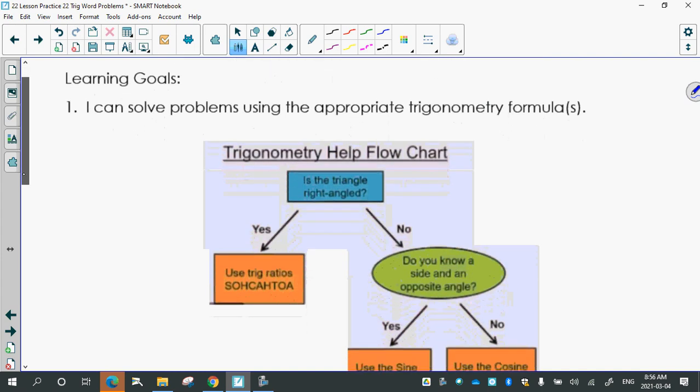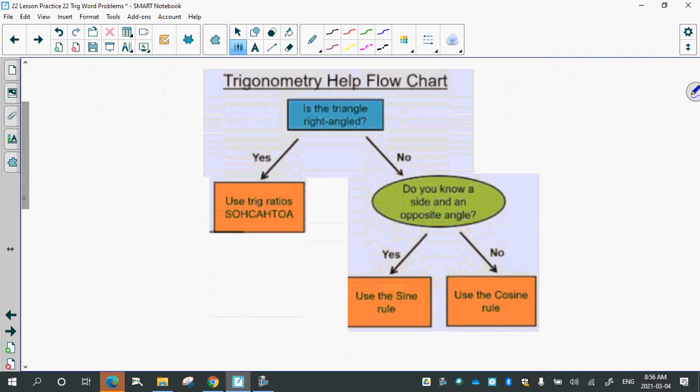Okay. Here's our flow chart. First question you ask yourself, is it right angled? If it is, you can use the trig ratio, SOHCAHTOA. If it's not, the next question you see is if you have a side angle pair, or a side and its opposite angle. If you do, use sine law. If you don't, use cosine law. Okay?